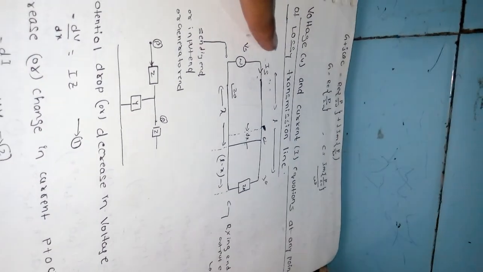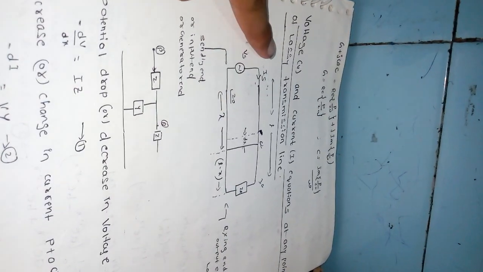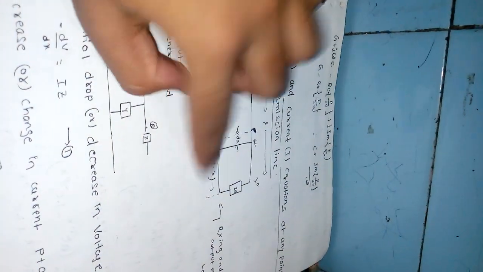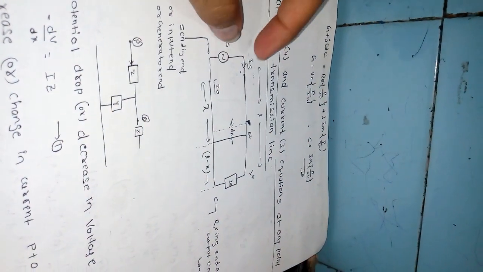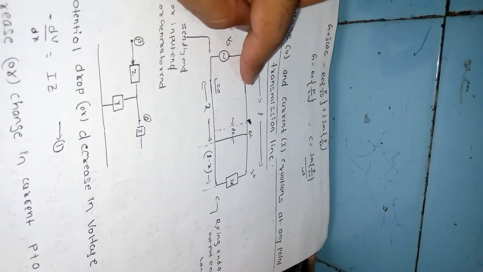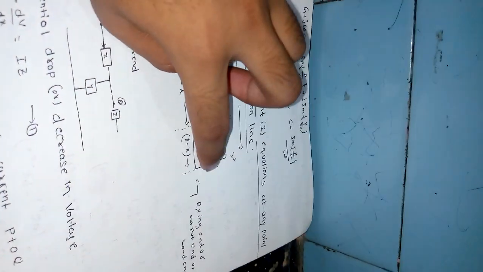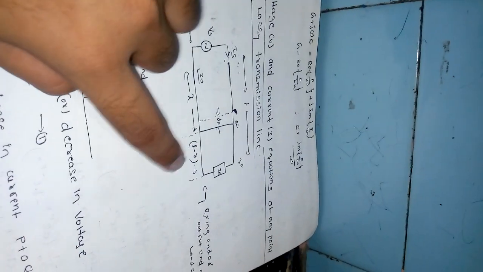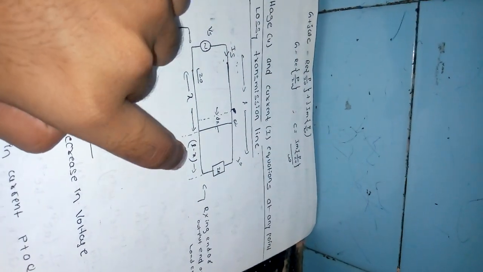Voltage and current equations at any position on a lossy transmission line. Take this as a lossy transmission line. Its input end, or generator end, has Vs and Is. This is the receiving end, or output end, or load end. Take a distance of x, where we find the voltage and current equations, and the length of the transmission line is L. So from the receiving end this distance will be L minus x, and Z0 is the characteristic impedance of this transmission line.